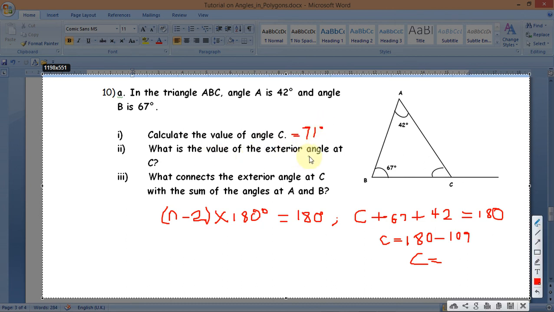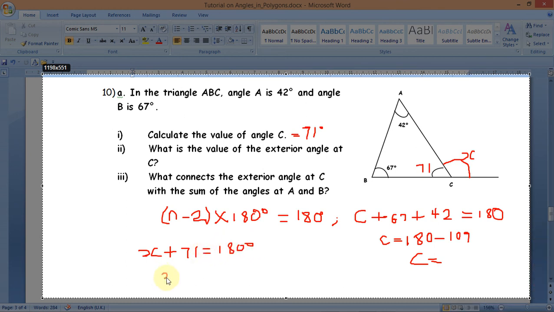Next, what is the value of the exterior angle? Don't forget that the sum of angles on a straight line is 180, and this is 71. Let's take this place to be x. Therefore x plus 71 should sum up to 180, and the reason is the angle sum on a straight line is 180. So x will be 180 minus 71. You can use your calculator to complete that, guys. 180 minus 71 gives 109. So the exterior angle there is 109.